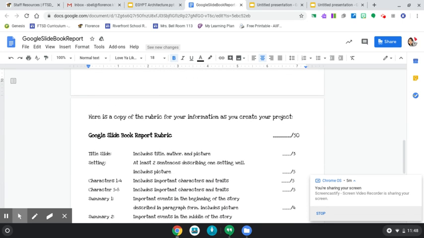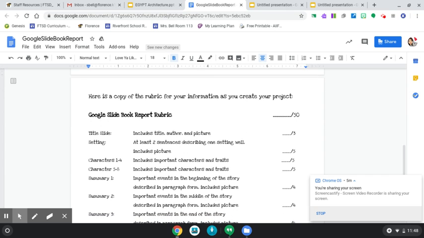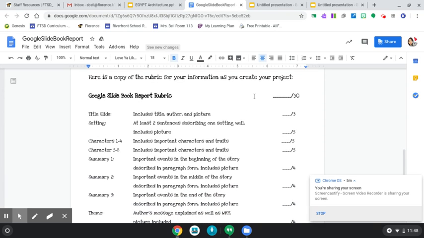Here is a copy of the rubric for your information as you create the project. So your whole point system is out of 50 points. So if you get a 50 out of 50, that means you have 100. All right, your title slide includes the title, author, and picture. That is for 3 points. Your setting, at least 2 sentences describing one setting well, and includes a picture. That's for 5 points. Characters 1 through 4 includes important characters and traits, and then characters 5 through 8 are the same. Both of those are worth 5 points.